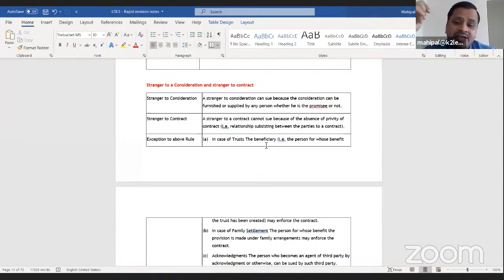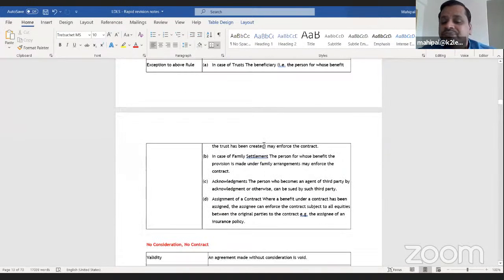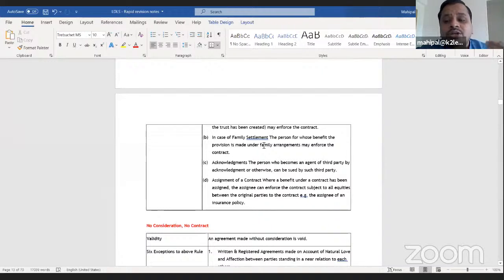Number 1, family settlement. Number 2, in case of trust, beneficiary of trust. Number 3, acknowledgement of liabilities. And number 4, assignment of contract. Nemo dat quod non habet, same. Nemo dat quod non habet is nothing but no one can pass a better title than what he himself has. Clear? No consideration, no contract, section 25, important section number again.